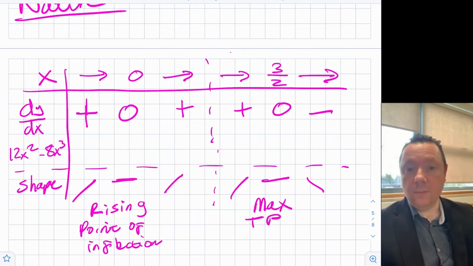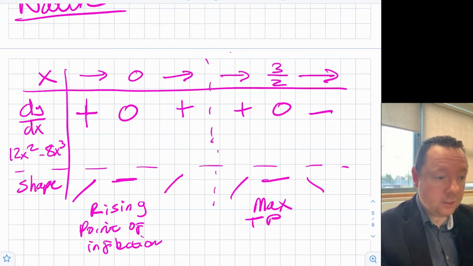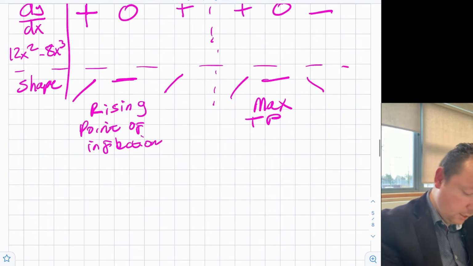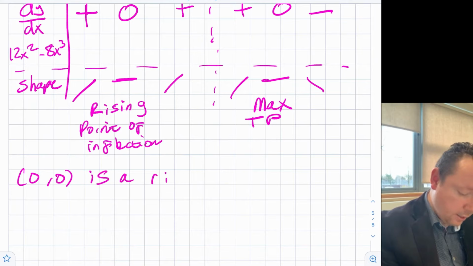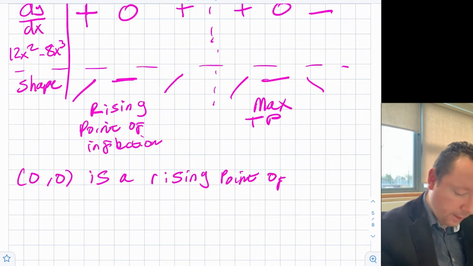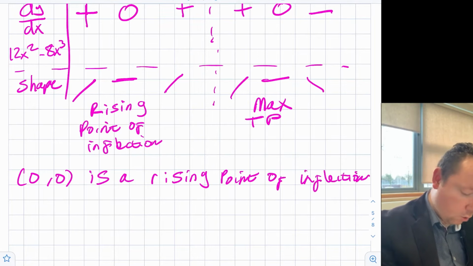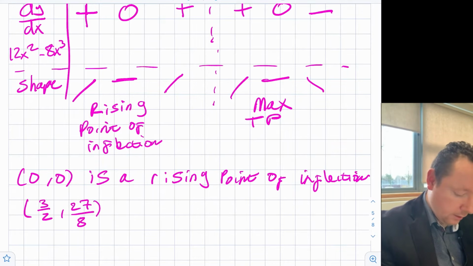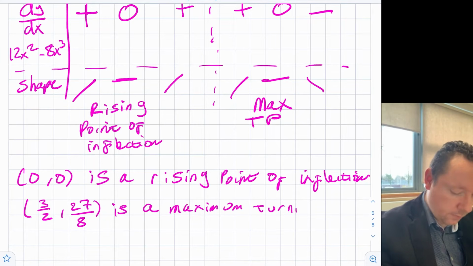So now we write a statement about what each turning point is. We've got 0, 0 is a rising point of inflection. And we have got 3 over 2, 27 over 8 is a maximum turning point.